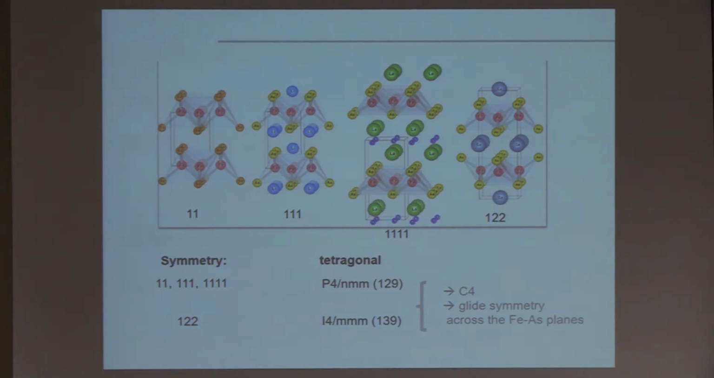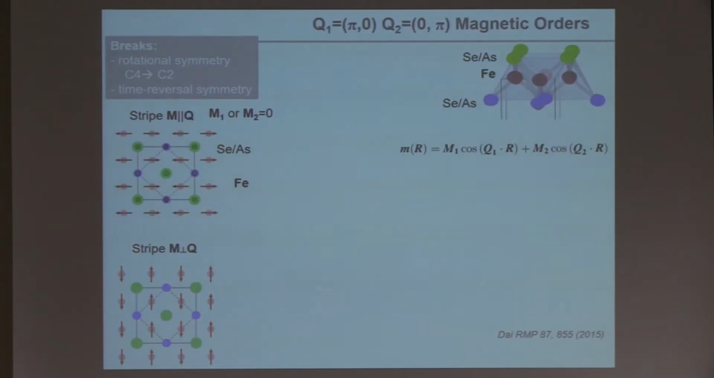And what I want to concentrate on now is two special symmetries of these space groups. They are the C4 symmetry, so that I have this 90 degree rotational symmetry in this tetragonal structure, and also the fact that I have a glide symmetry across the iron-arsenic plane. You see here, if you just do a translation of half a unit cell and then an inversion, you recover the same structure. So this is our glide symmetry. And what I'm going to do is analyze the breaking of these symmetries, and what kind of long-range magnetic orders we could get out of that. So let's start here.